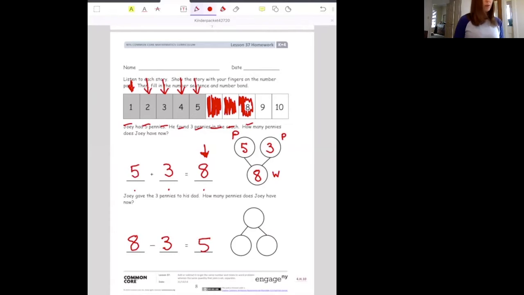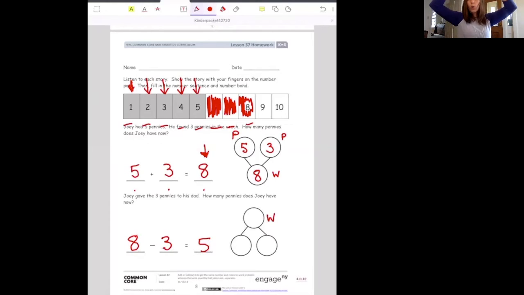Ooh, and we have another number bond. Now this one looks a little different than the one we just used. And that's okay. Number bonds can look all sorts of ways. We just need to find the circle that is by himself. We know that the circle by itself is our whole number, the big number. So find that circle that's by itself and put a little W.